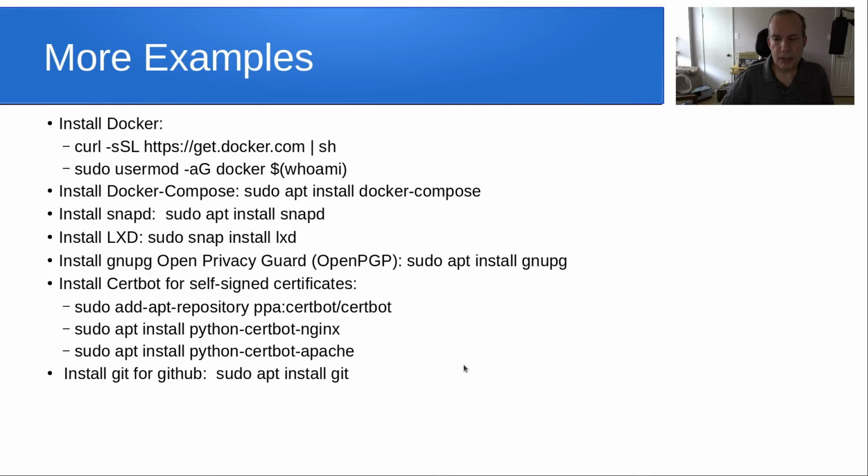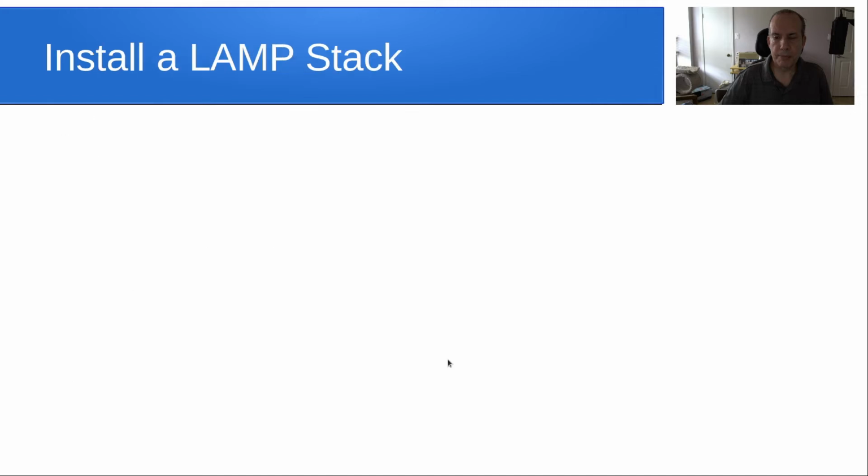And then installing git. A lot of times, a self-hosted application's source code will be up on GitHub, and you'll be asked to use a git command to go get it. And consequently, you'll do a sudo apt install git to do that.